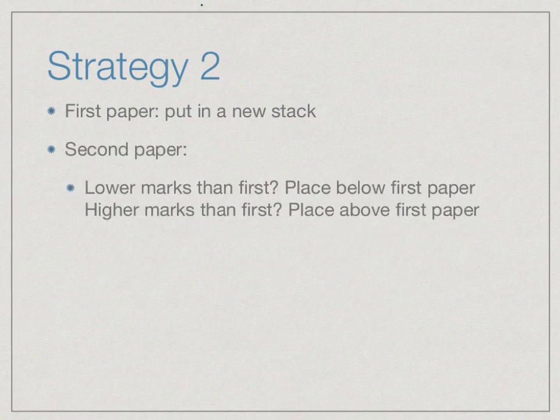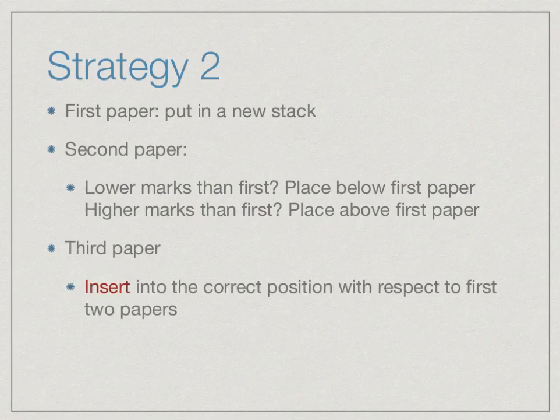Now we pick the second paper from the old stack and we look at its marks as compared to the first paper that we pulled out. If it is smaller, we put it below. If it is higher, we put it above. So in this process, we now have the new stack of two papers arranged in descending order. What do we do with the third paper? Well, the third paper can be in one of three positions.